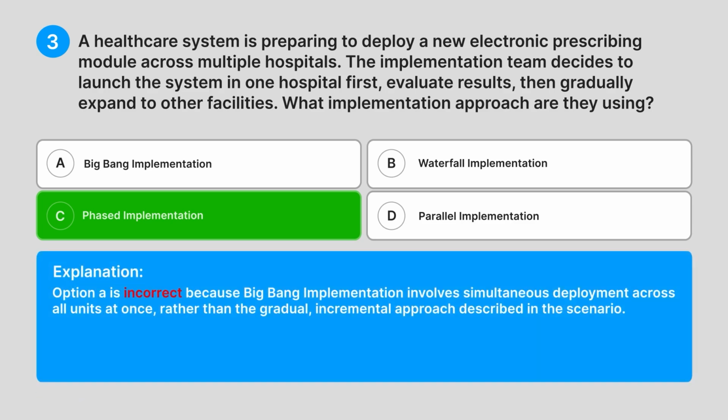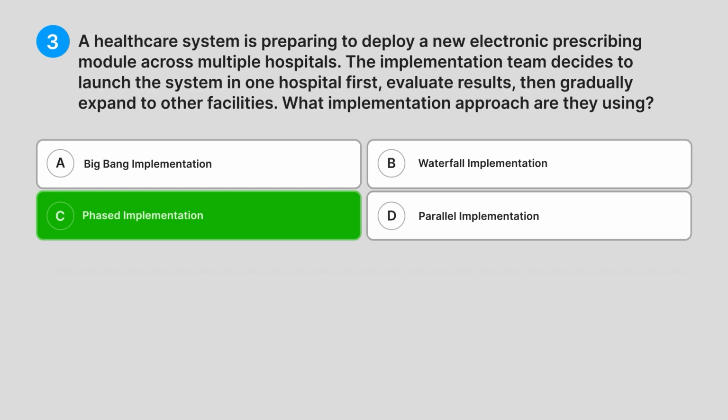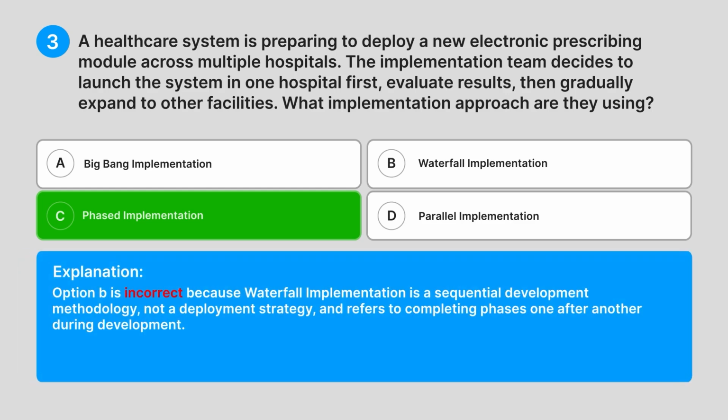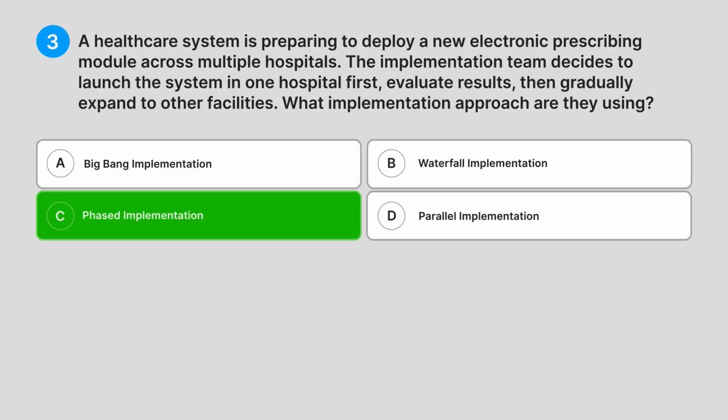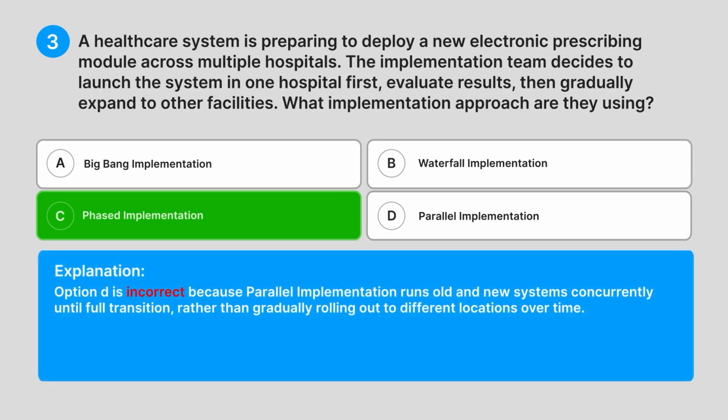Option A is incorrect because Big Bang implementation involves simultaneous deployment across all units at once, rather than the gradual, incremental approach described in the scenario. Option B is incorrect because waterfall implementation is a sequential development methodology, not a deployment strategy, and refers to completing phases one after another during development. Option D is incorrect because parallel implementation runs old and new systems concurrently until full transition, rather than gradually rolling out to different locations over time.